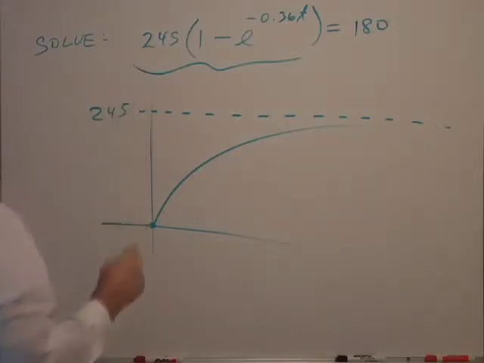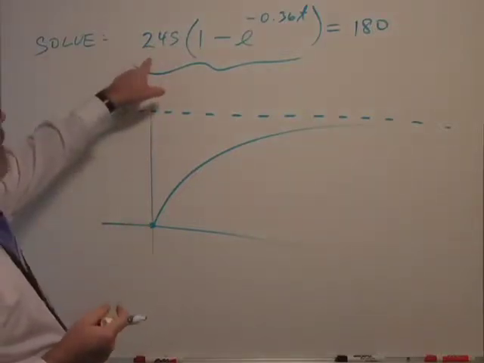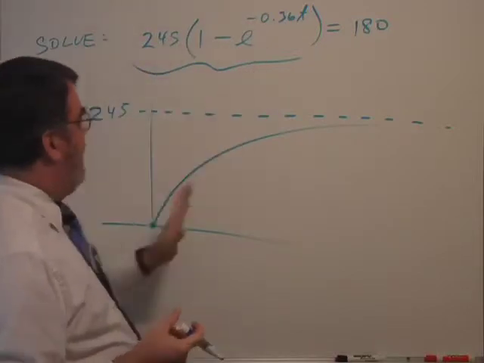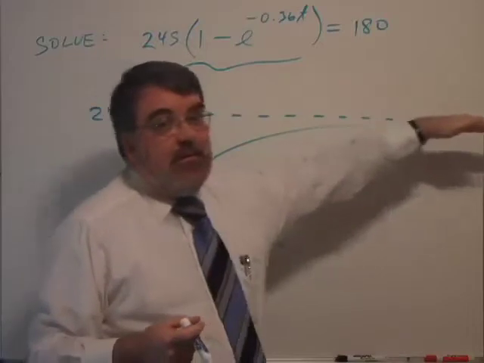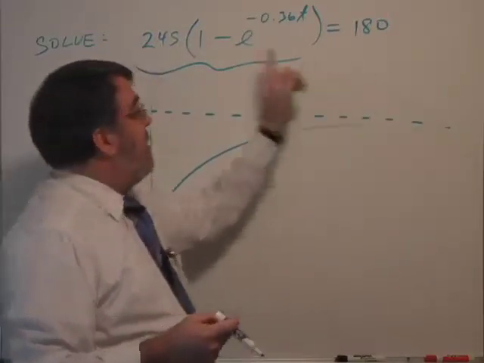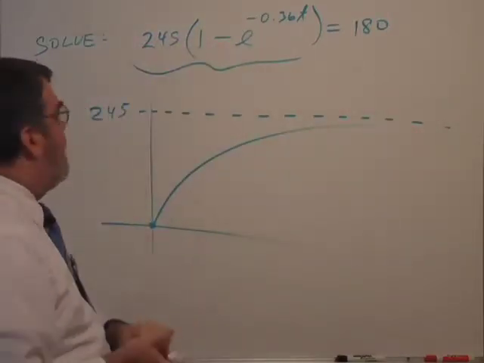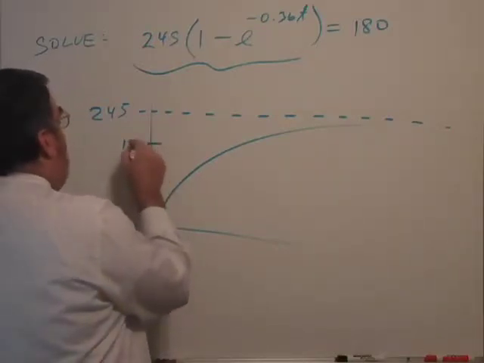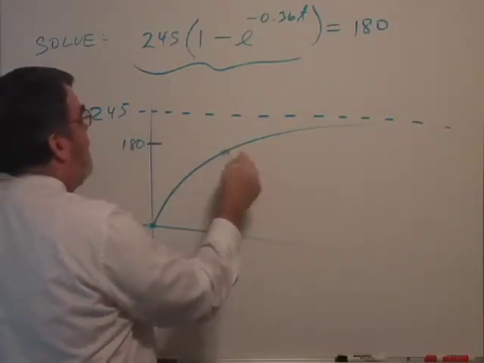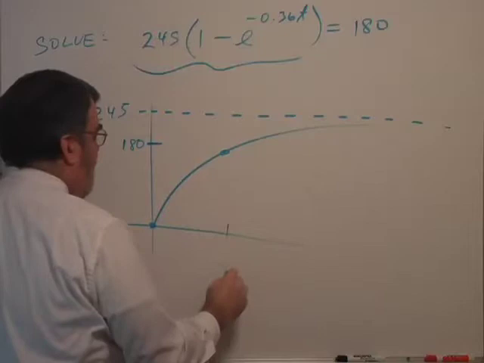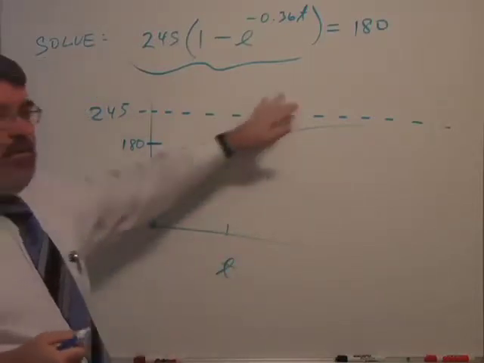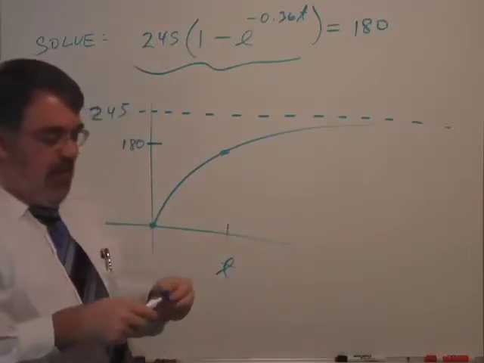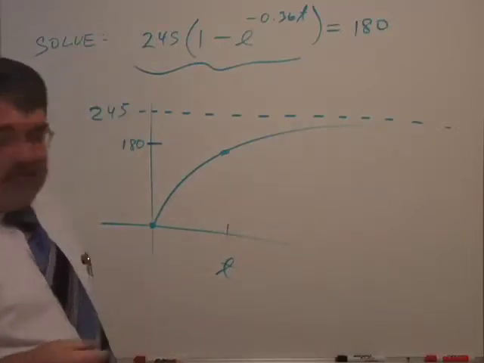So a function, f of t equals to this, would graph this way. It's asymptotic at 245, which means that in time it's going to approach 245. And somewhere around here is 180. And so what we're solving for is this t value that gives us 180 along this curve. So that's kind of a picture view of what we're doing.